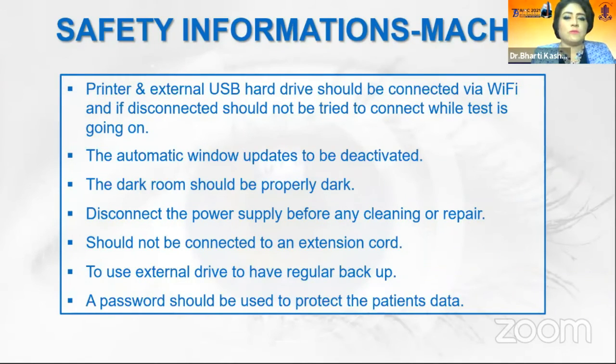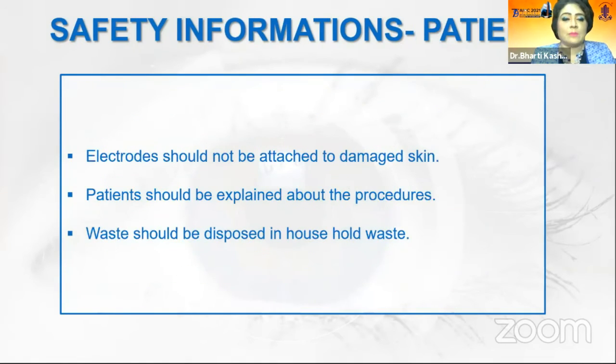The safety information of the machine: the printer and external USB hard drive should be connected via Wi-Fi, and if disconnected, it should not be tried to connect while the test is going on. The automatic Windows updates are to be deactivated. The dark room should be kept properly dark. Disconnect the power supply for any cleaning or repair. It should not be connected to an extension cord. Use an external drive to have regular backup. A password should be used to protect the patient data.